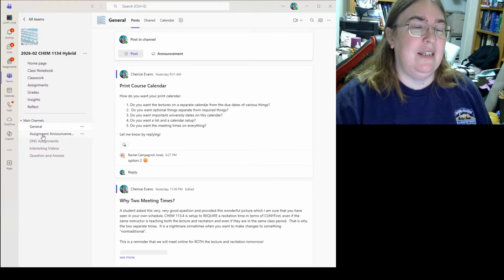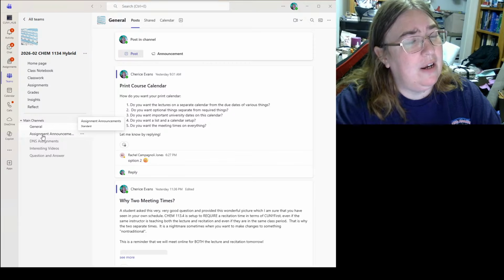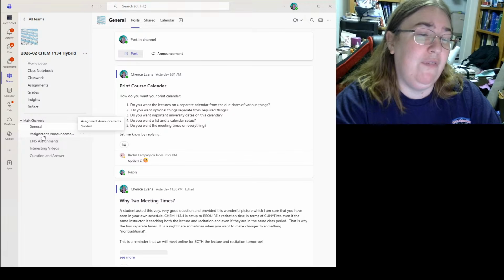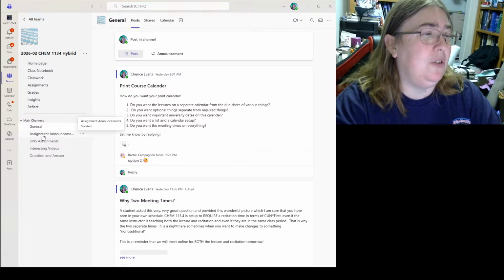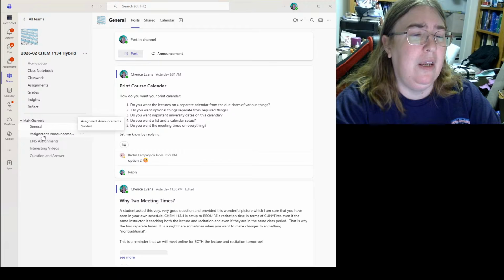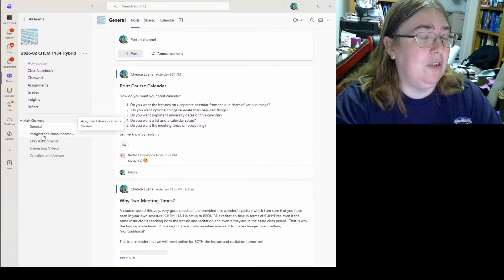Now, these things, assigned announcements, those are where assignments that you will submit through Microsoft Teams will be posted. There are very few assignment announcements that you are going to submit through Microsoft Teams. Most of those are going to be in the quote bonus category. We'll talk about that in a minute. But very few assignments will be in there.